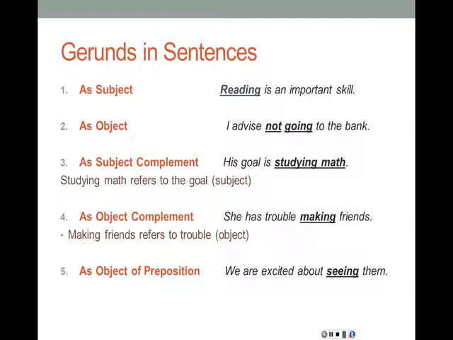Finally, in the last example, the gerund comes after the adjective preposition combination, excited about. We don't use infinitives after prepositions. We only use gerunds, so we would never say we are excited about to see them. We would only say we are excited about seeing them.